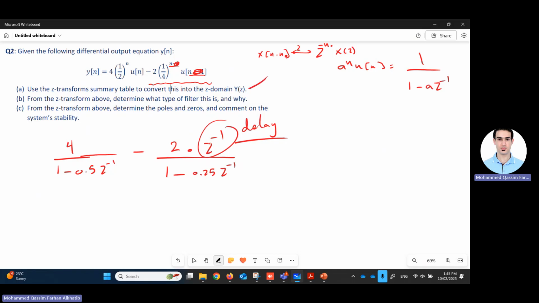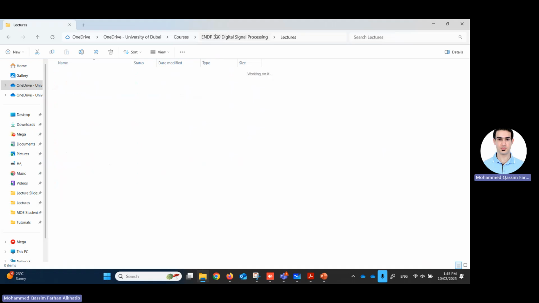From the Z transform, determine what type of filter this is and why. I will say a differentiator, but no, I don't think you will know what a differentiator is. All right, let's see the answer. I would say it's a differentiator.